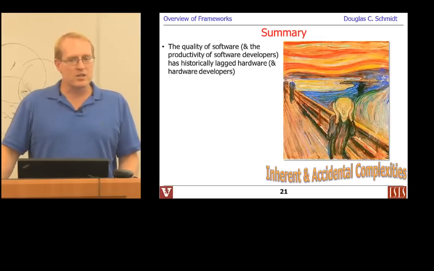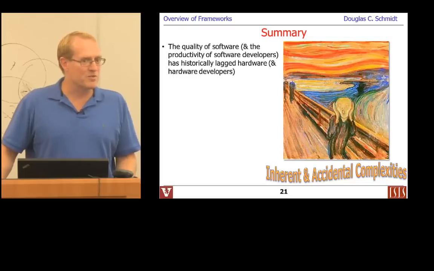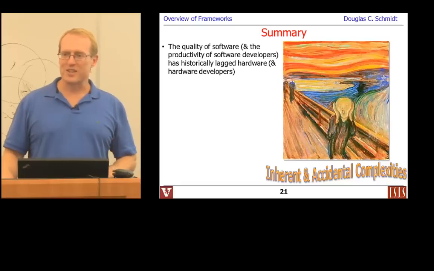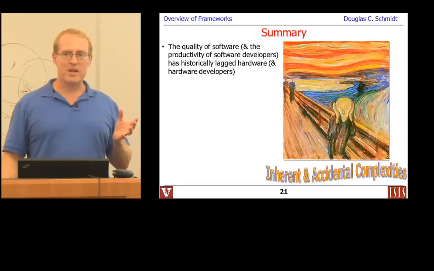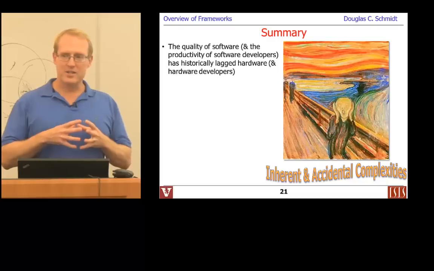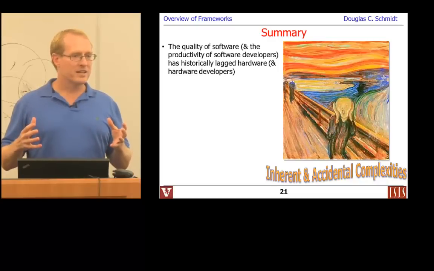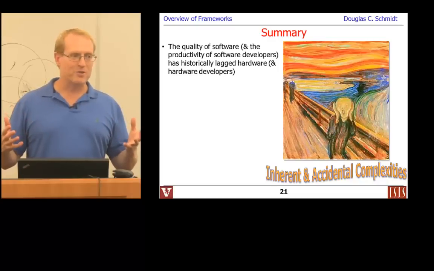So to summarize this first part, the quality of software and the productivity of developers of software has historically lagged the productivity of people building hardware and networks. There's a couple of different reasons for this. Some of the reasons are because software has certain inherent complexities that hardware developers don't have to wrestle with.